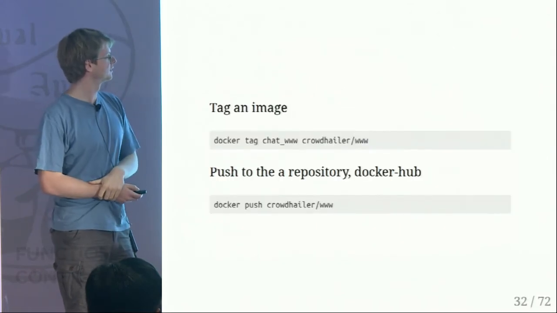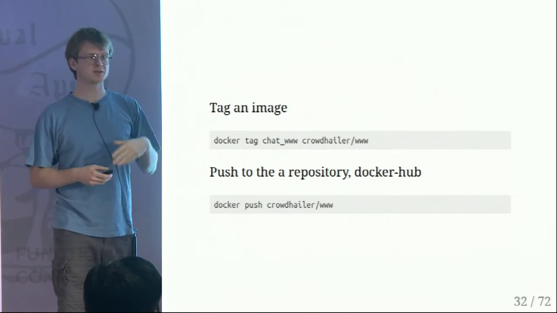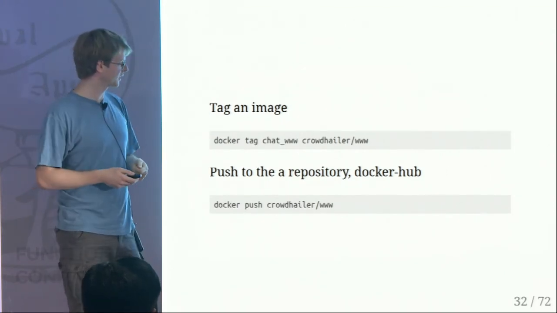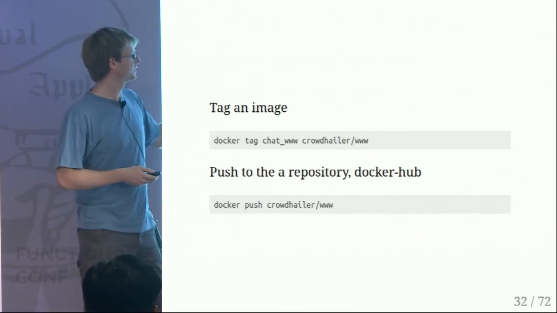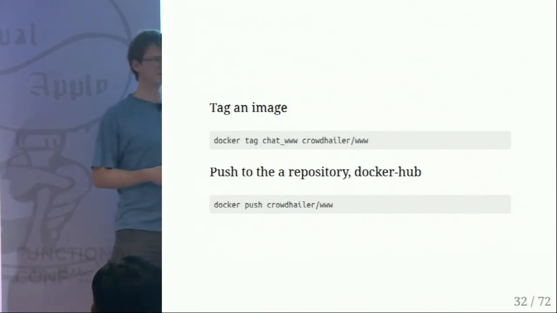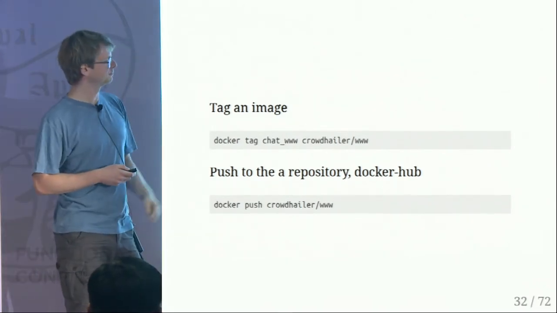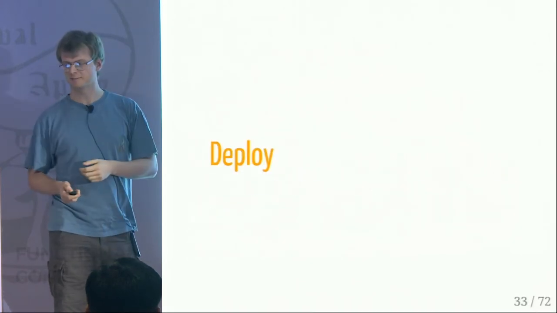To build with Docker, we tag an image. So every time you run docker-compose up, you'll get an image which is made from the most recent version of your code. So I'm CrowdHailer all over the internet, including on Docker Hub. So this says I'm going to tag an image with my name, in my repository. I'm going to call it www. We then push it up, and so it's now available to use. And we can deploy it.